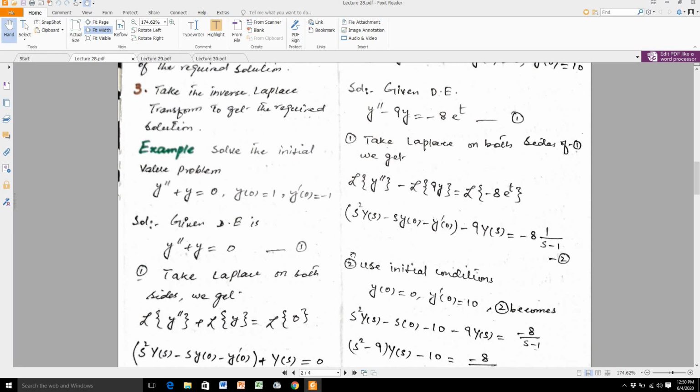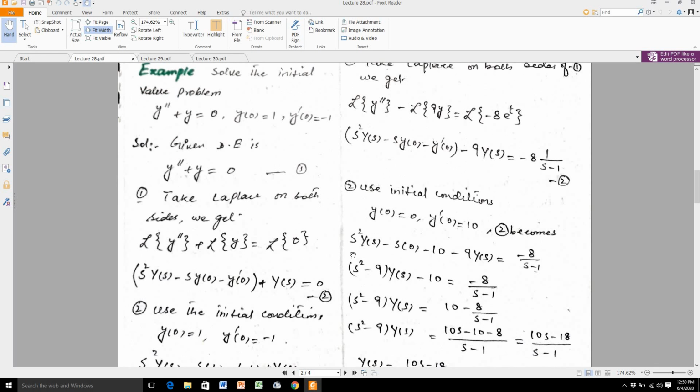Now we use the second step. In the second step we use the initial conditions. The initial conditions are y of 0 is equal to 0 and y prime of 0 is equal to 10. We substitute y of 0 is equal to 0 and y prime of 0 is equal to 10 in equation number 2. So you see here I am substituting at this place the value of y of 0, that is 0, and y prime of 0 is equal to 10.